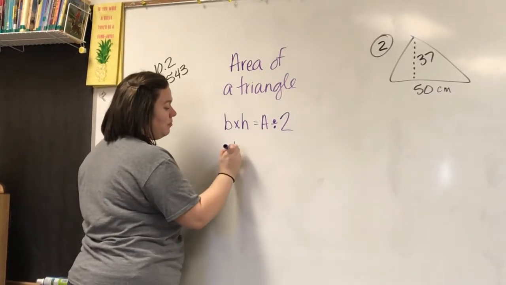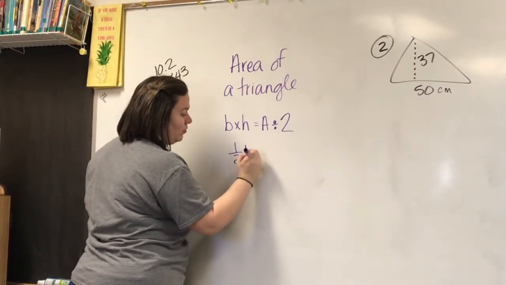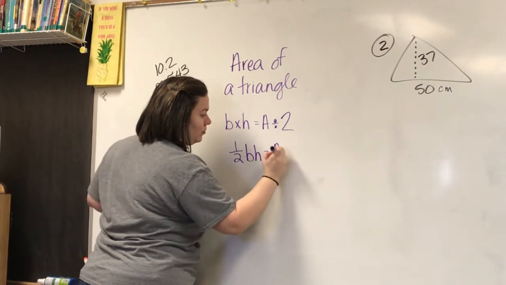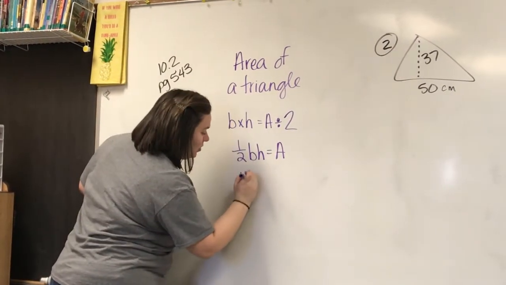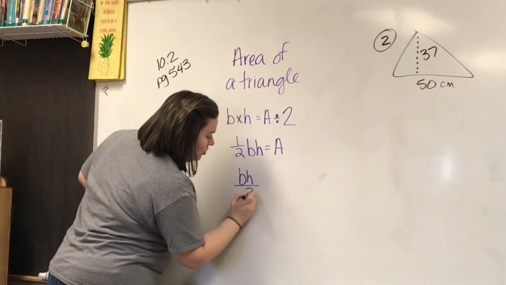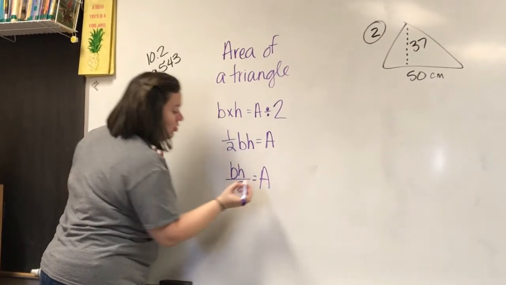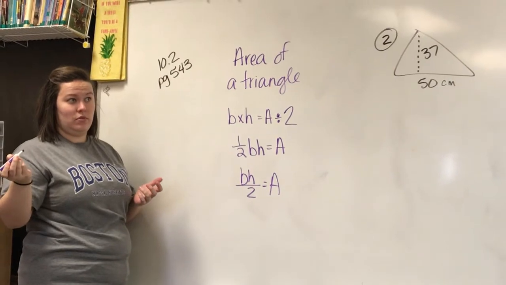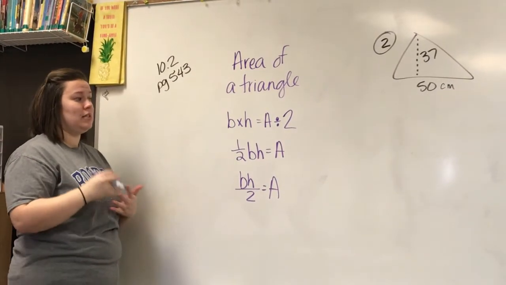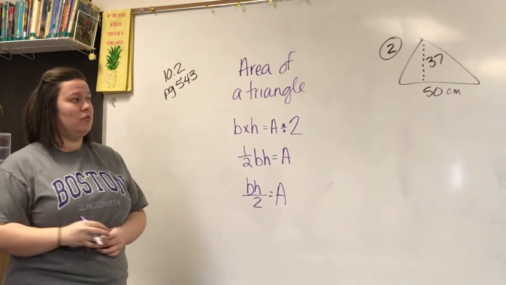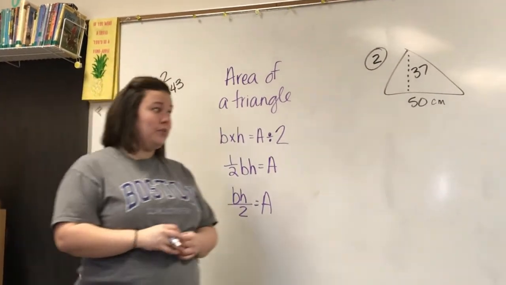You might see that. There's all kinds of different ways to write it, but base times height divided by 2 is how you do an area of a triangle.